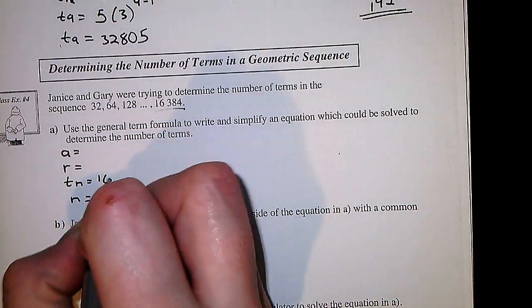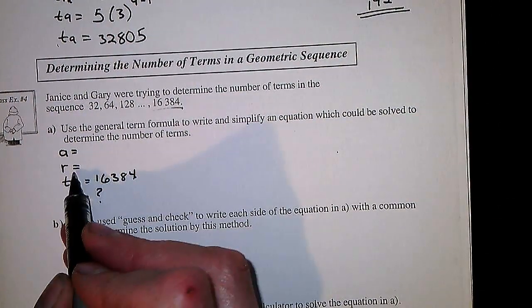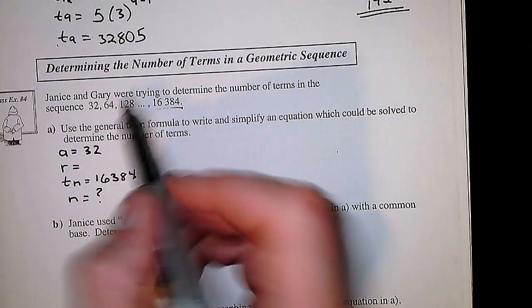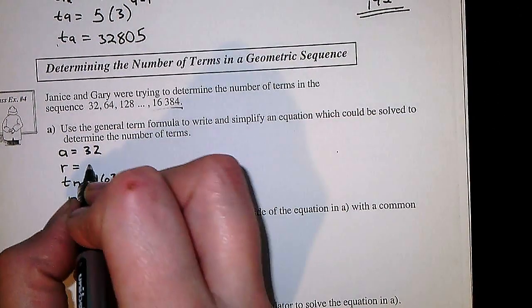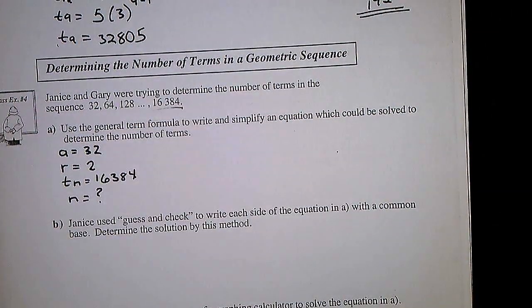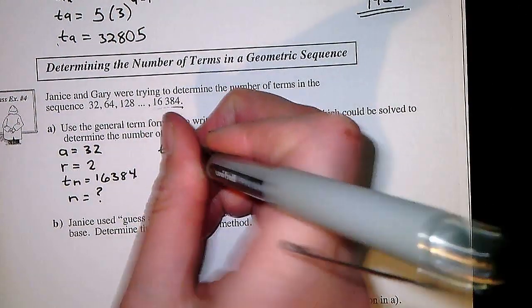We know the value for Tn, and we can figure out the value of the first term, and the common ratio we'll find by going 64 divided by 32 is 2. 128 divided by 64 is also 2. So I have all of those values figured out. So now what I'm going to do is substitute the values I know into that formula.